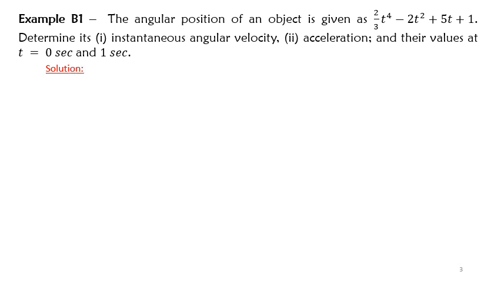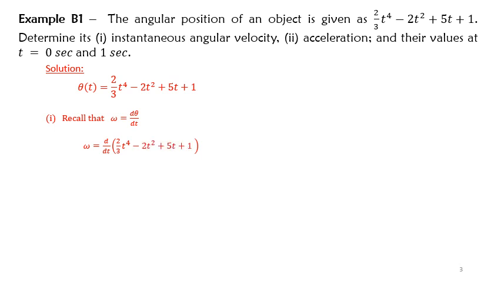We have the angular position given. Then we have the formula for the instantaneous angular velocity, which is the first derivative of the angular position, dθ/dt. If you differentiate the expression for angular position with respect to t, then you have the final answer, which is the instantaneous angular velocity. That is 8/3 t cubed minus 4t plus 5.